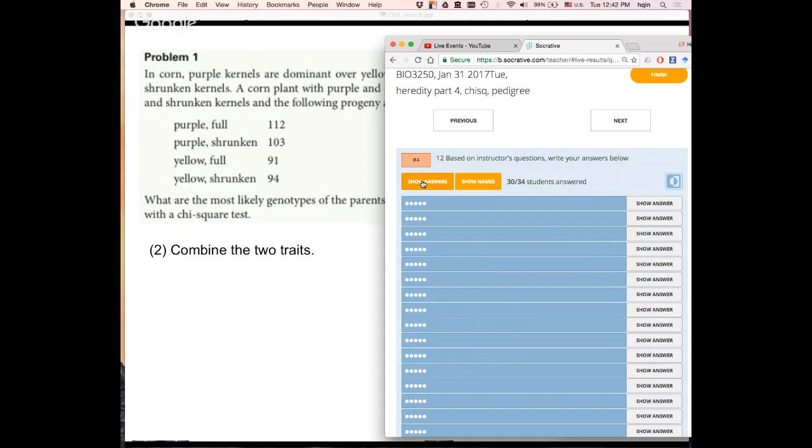There are four outcomes, with a ratio of 1, 2, 1, 2, 1, 2, 1. That means each one should be 1 out of 4. So 400 times 1 out of 4 equals 100. So that's 100, the same thing here, 100, 100, 100. That's our expectation. Okay. So, let's see.